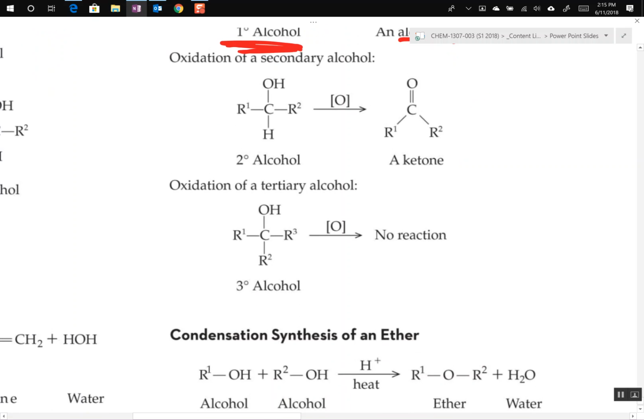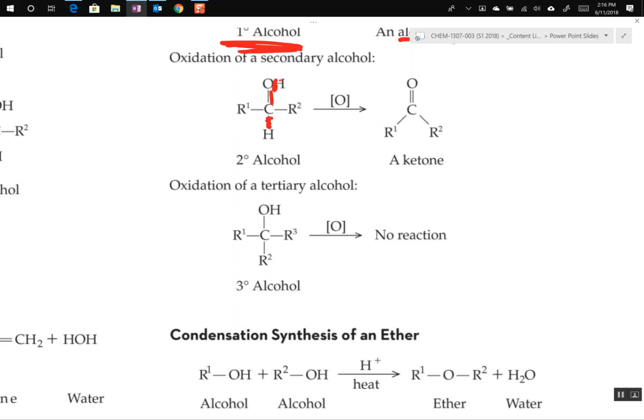Okay, oxidation of a secondary alcohol. Once again, you're going to break the bond on that hydrogen. You're going to break the bond on this hydrogen and oxygen. And you're going to form a double bond there. And you'll produce a ketone. How do you know the difference between a ketone and an aldehyde? That's right. How many carbons? Two. It's connected to two carbons.